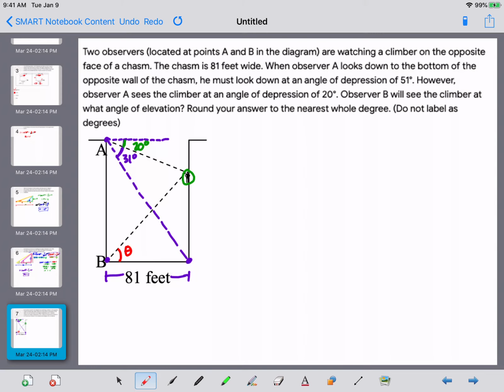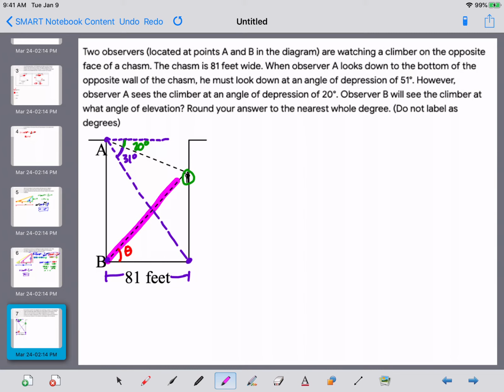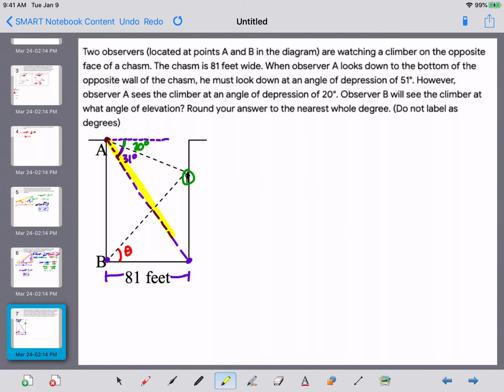We'll call theta. All right, so we don't really have much information to go off of yet here, but here's what I'm seeing. I need to find a side in this right triangle in order to figure out theta. Because if I only have one side, I'm not going to be able to go anywhere with this. So I'm going to work with what I've got going on for angle A, or observer A, first. I'm going to highlight this. So let's use yellow. I'm looking at this right here.